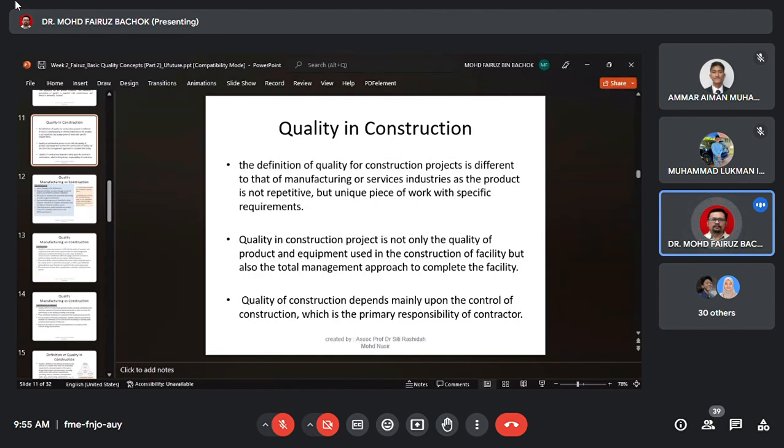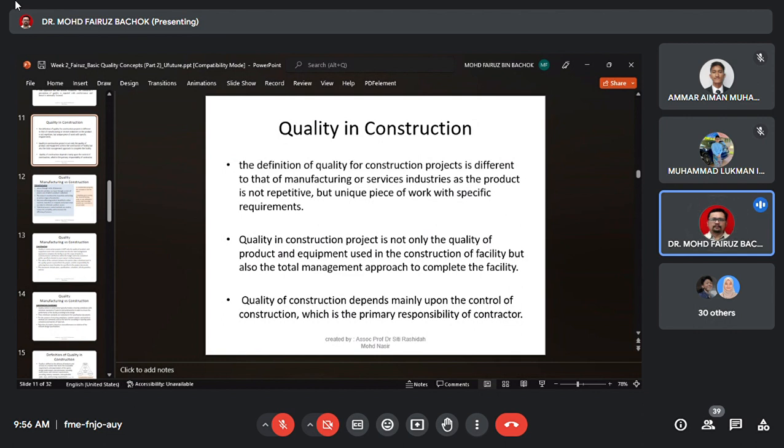So the keyword is not repetitive, but a unique piece of work with specific requirements. If we compare our main product, which is construction, building or infrastructure, to a product produced in a factory, the factory product is something repetitive. If you produce something using a machine, it can produce the same thing consistently.